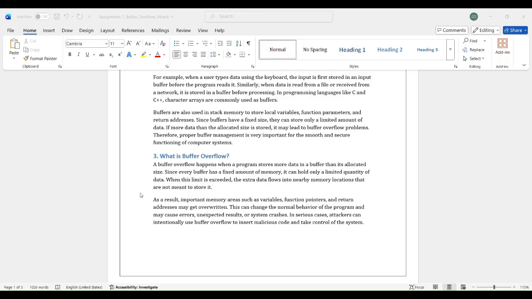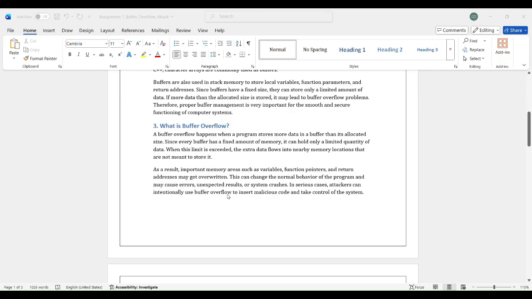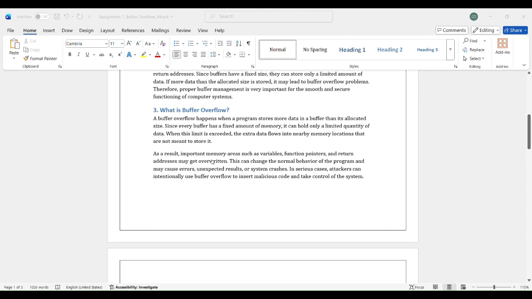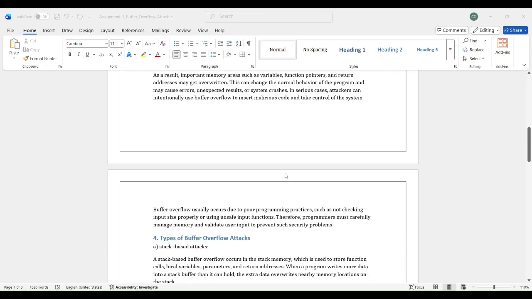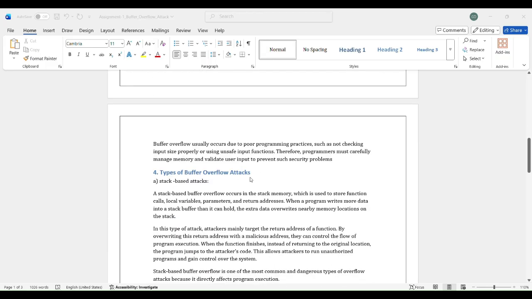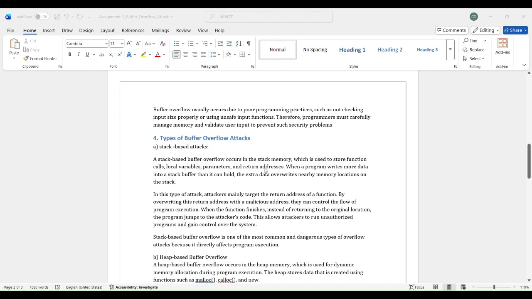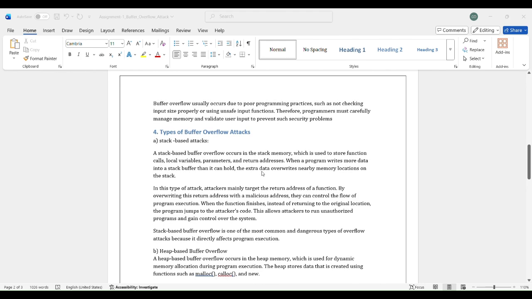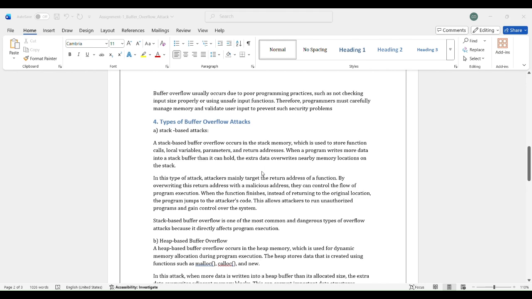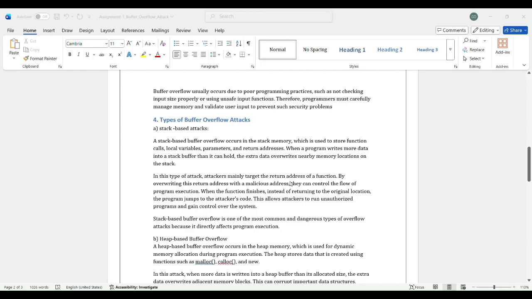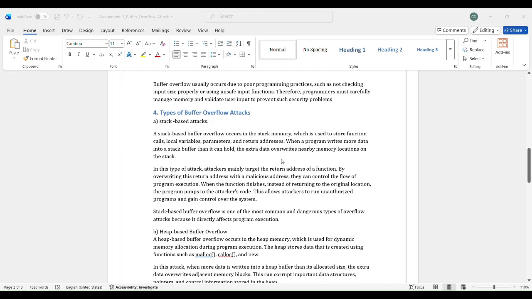B. Heap-based buffer overflow. A heap-based buffer overflow occurs in the heap memory, which is used for dynamic memory allocation during program execution. The heap stores data that is created using functions such as malloc, calloc, and new. In this attack, when more data is written into a heap buffer than its allocated size, the extra data overwrites adjacent memory blocks. This can corrupt important data structures, pointers, and control information stored in the heap.